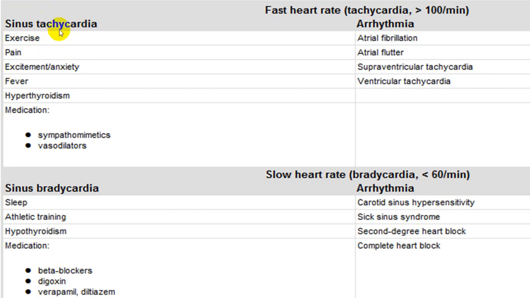If the rate is more than 100, we call tachycardia, which can be because of exercise, pain, anxiety, excitement, elevation of temperature, thyrotoxicosis, certain medications, particularly vasodilator drugs, sympathomimetic drugs. These are few of the examples. They will ask you very frequently in your oral. But if a person develops arrhythmias, then we call that tachycardia is secondary due to arrhythmias, where the rate will be very fast, like atrial fibrillation, atrial flutter, supraventricular tachycardia, ventricular tachycardia.